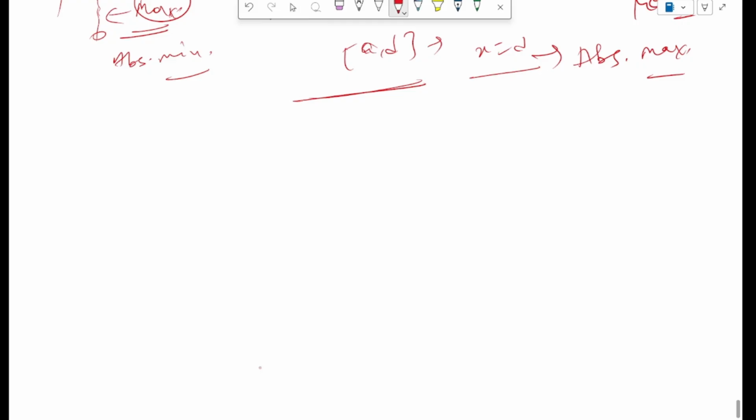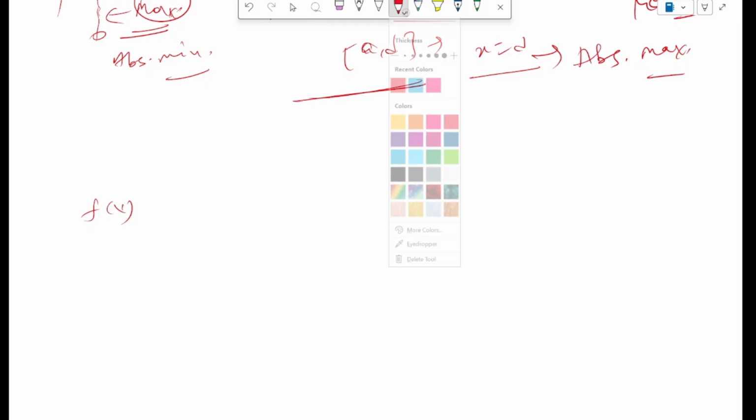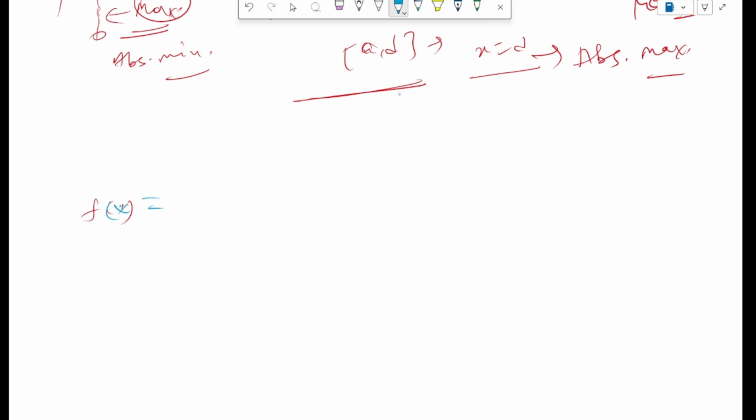Let's take an example. Let's see f(x) equal to x square. Let's take a simple example. The point is not to take a complicated example but to understand the topic. Our interval of interest is 1 to 4. In 1 to 4 we are discussing its nature.